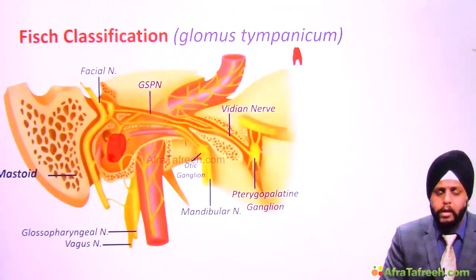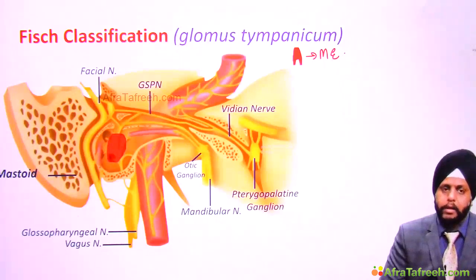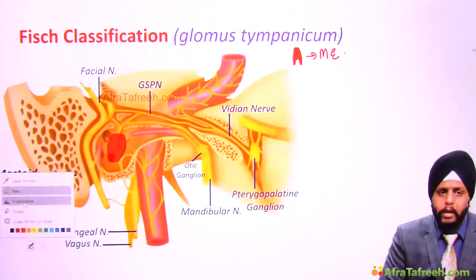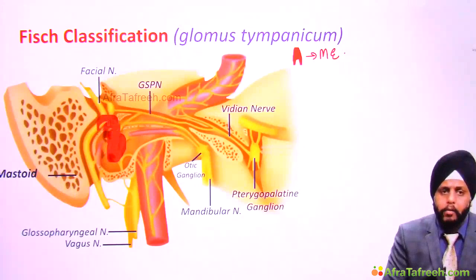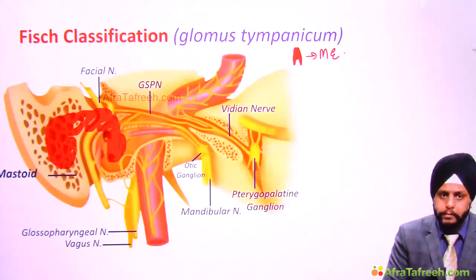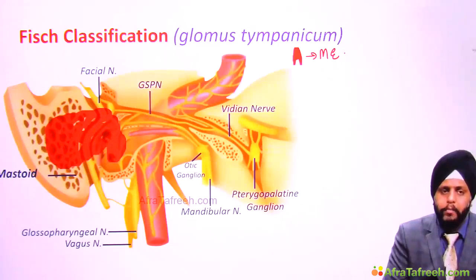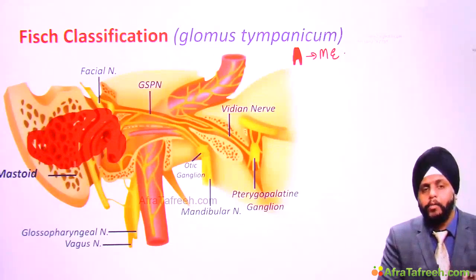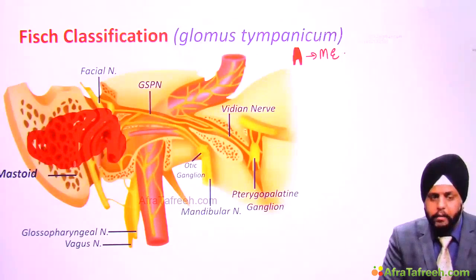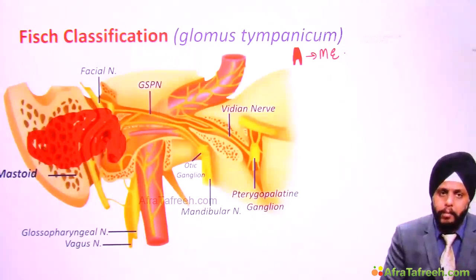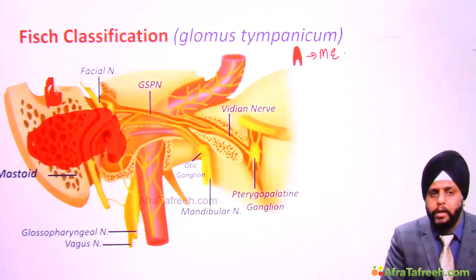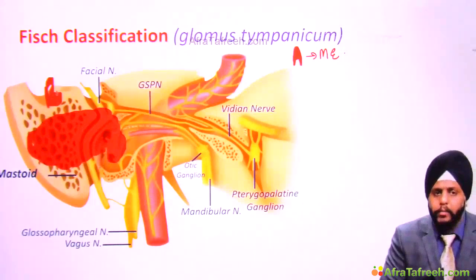So what is type A? Type A is limited to middle ear. Okay, so type A, it is limited to middle ear. Right, now when this involves the middle ear and the mastoid, okay, so that is known as type B. Type B is limited to the tympanomastoid compartment, that is, the tympanic cavity as well as the mastoid compartment. All right, so that's known as type B when the tympanic cavity spreads to the mastoid.